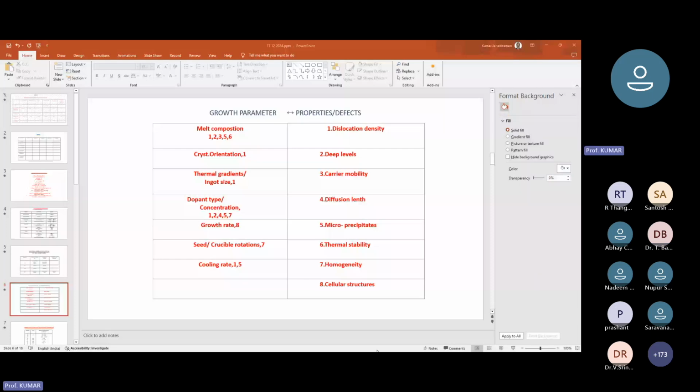Okay. So you are able to see the slide? Yes, sir. We are seeing, sir.